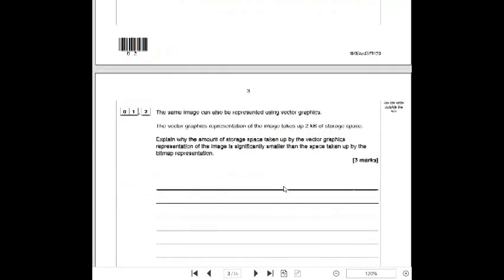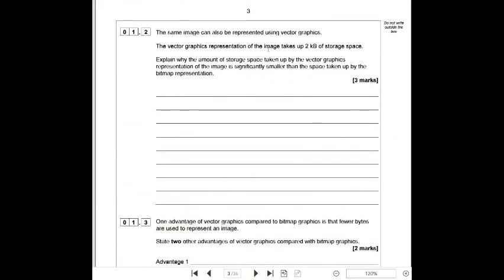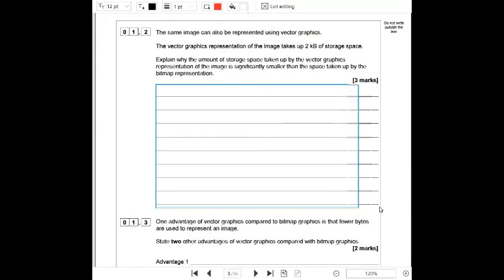And move on. The same image can also be represented using vector graphics. The vector graphics representation takes up to 2 kilobytes of storage space. So we need to explain why the amount of storage taken up by the vector graphics representation of the image is significantly smaller than the space taken up by the bitmap representation. So that's another 3 marker.